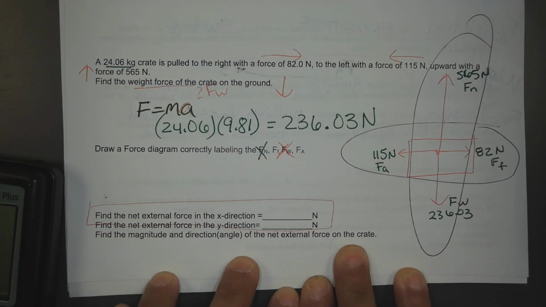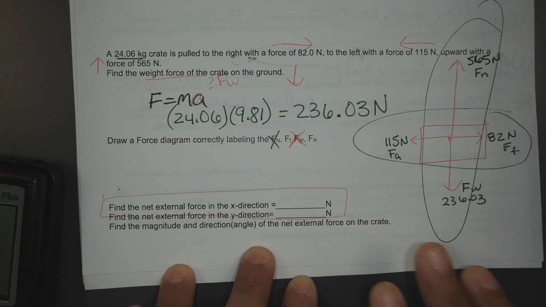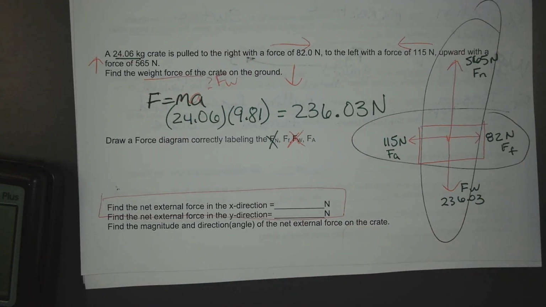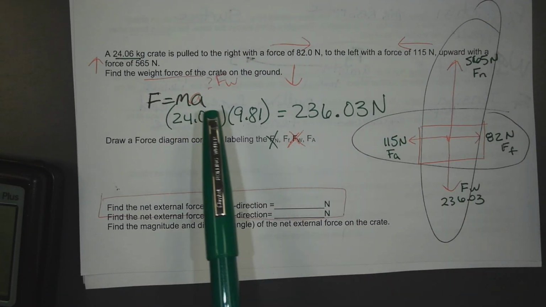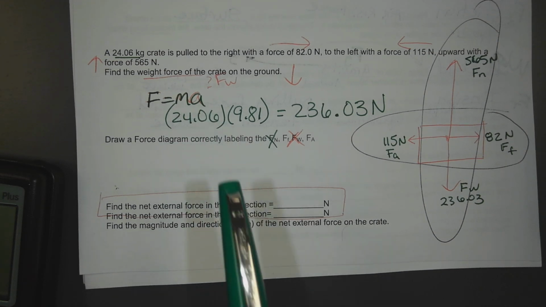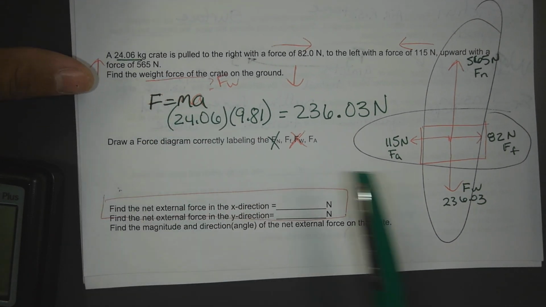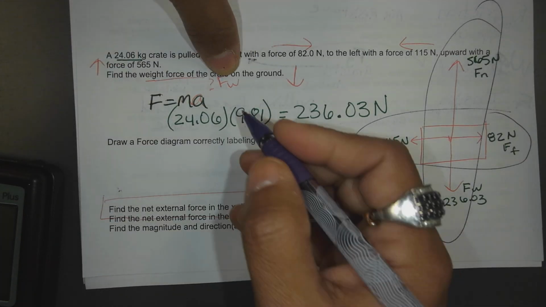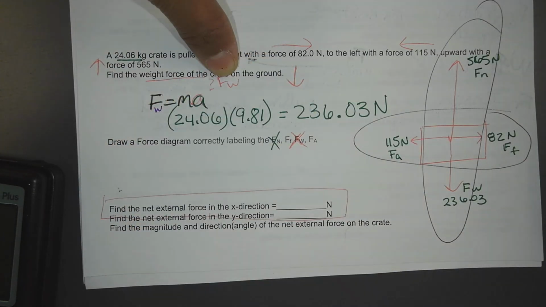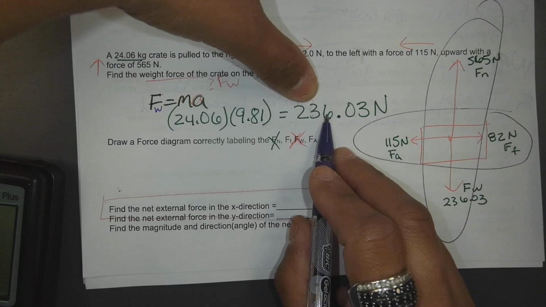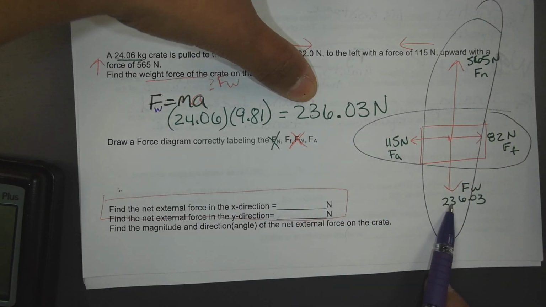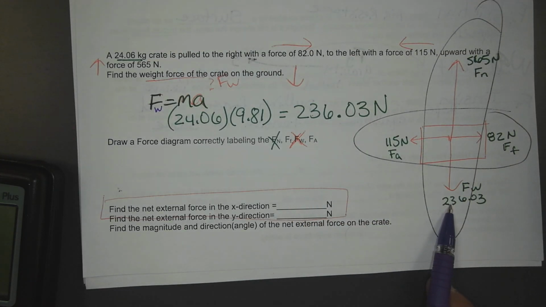We actually looked at this earlier this week on Tuesday. So on Tuesday, we talked about this. We went ahead and found our F equals MA, which is weight force, or F sub G, or F sub W. Since I wrote FW, I'm going to put a W right here, and that's going to be 236.03 newtons. We wrote it in our free body diagram.